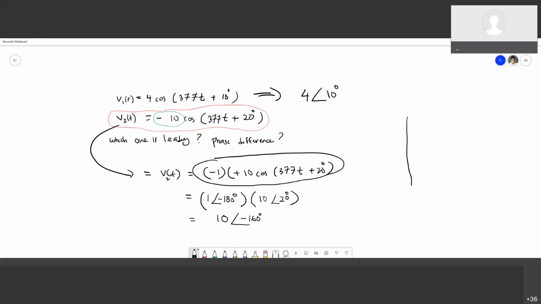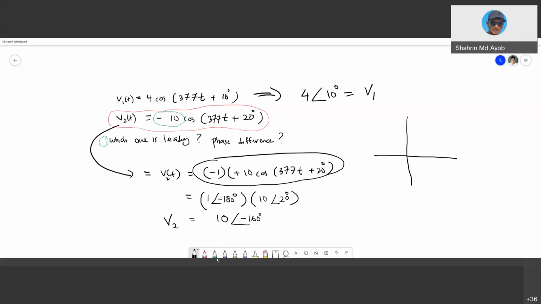Okay. So right now we have already obtained V1, capital V because it is in the phasor domain, and this one is V2. So the first question is which one is leading? For me, it's better to draw the phasor plane. This one is a phasor plane.